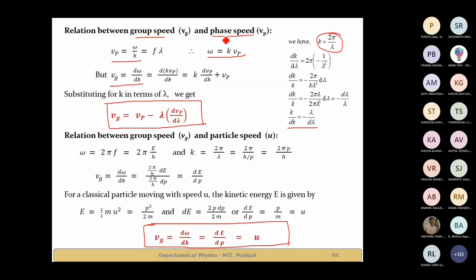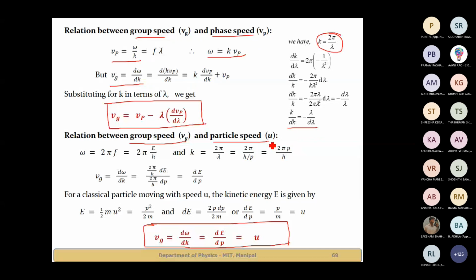So the relationship between the two is Vg is equal to Vp minus lambda into delta Vp by delta lambda. And now the next is, what is the relationship between the group speed and the particle speed? Are both the same or different? So we know the relation omega is equal to 2 pi f, and we also know what K is.